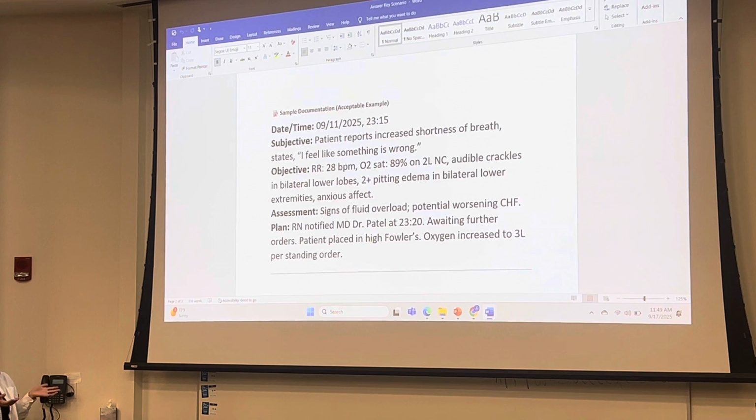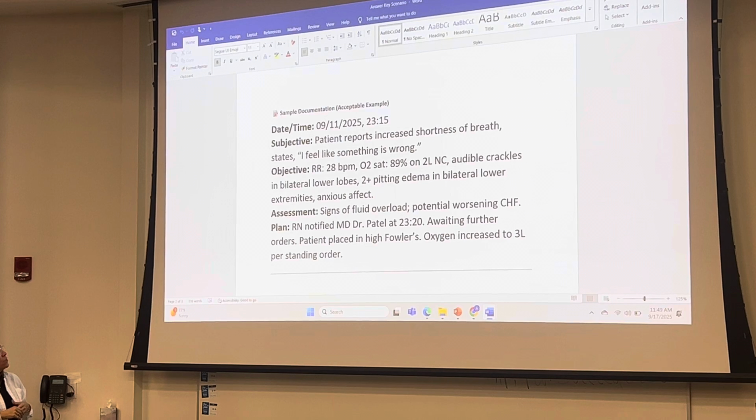Assessment, it's signs of fluid overload and potential worsening of CHF. Okay, so eventually, with knowing your patient's history and then collecting assessment data, you'll be able to identify, this is what I think is going on, this is the problem. Okay, and then plan, I notified the doctor at this time, I'm awaiting further orders. I placed the patient in high Fowlers. Okay, Fowlers is just sitting up, sitting on your back, just sitting up.